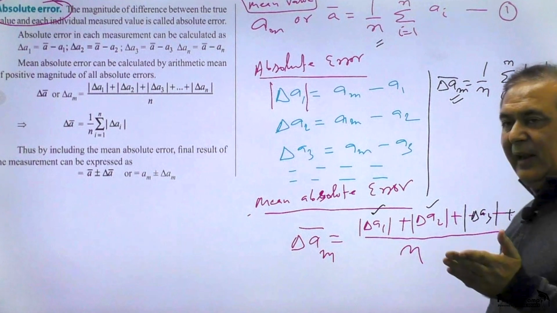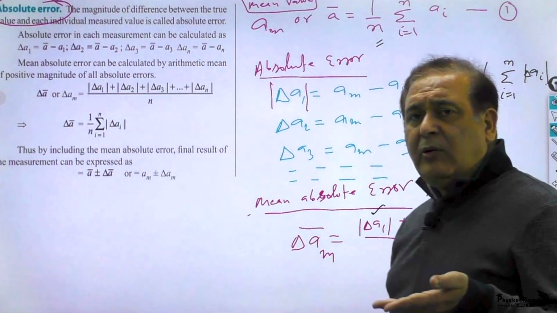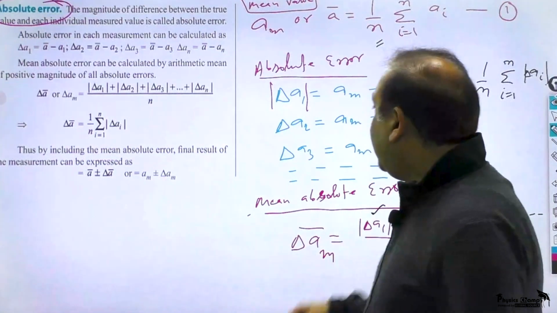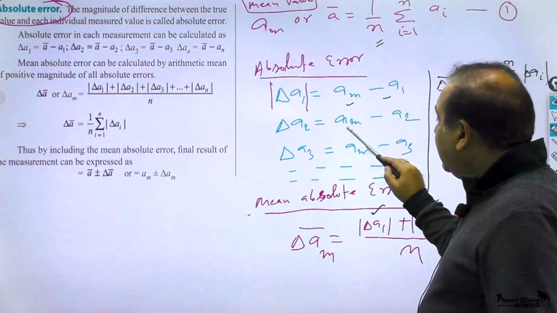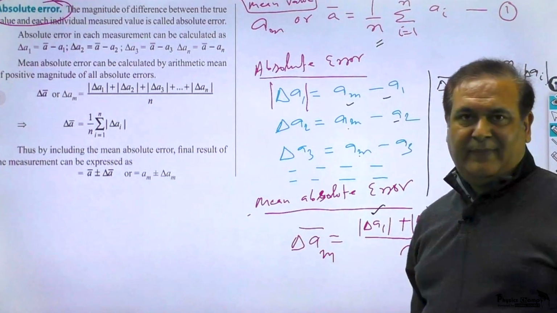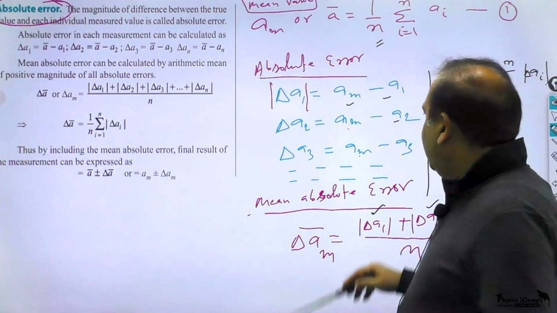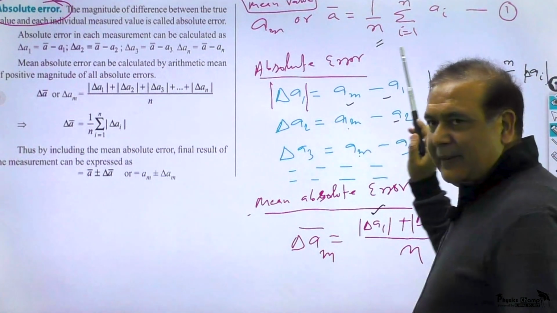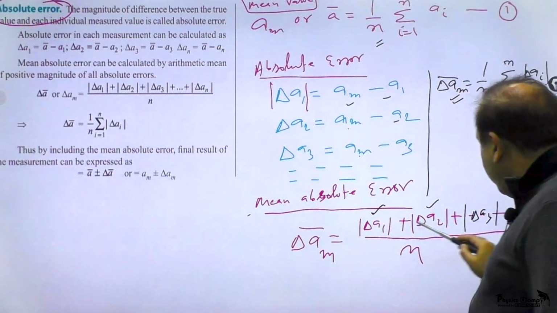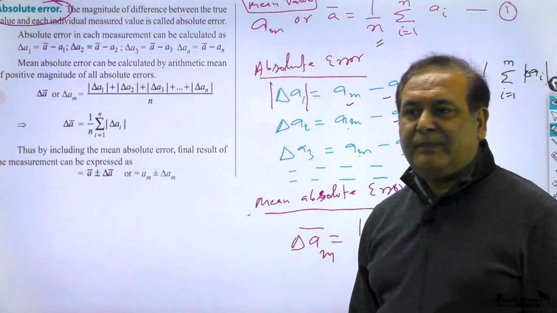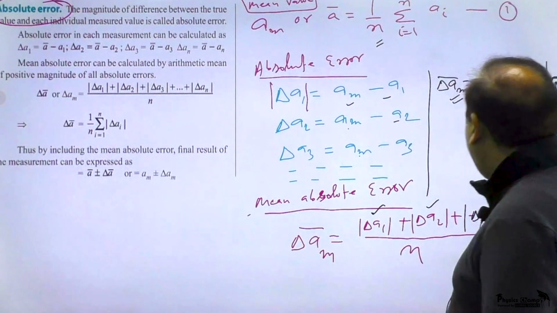So I hope it is clear. First we talked about the true value or the mean value. Then we talked about the error in each individual reading. And now the absolute value, the positive value of those errors, will give you the absolute error. And the mean of all those absolute errors will give you the mean absolute error. So that's how we have absolute errors.